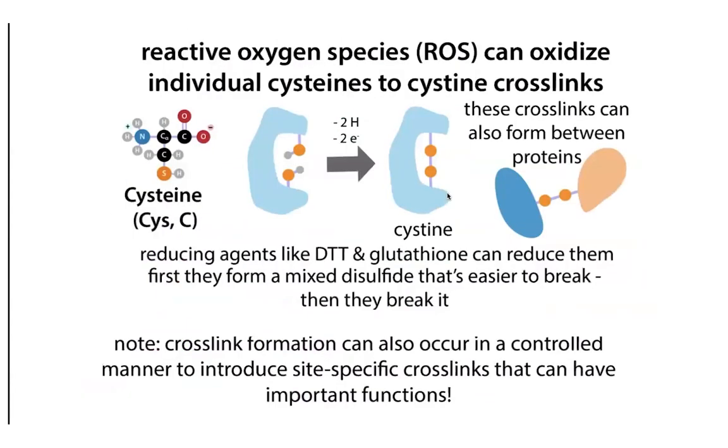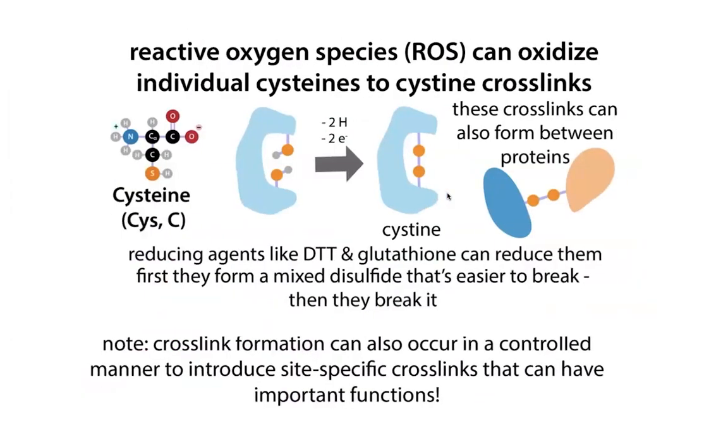Now, sometimes this happens on purpose and sometimes it happens on accident. So it can happen if you have oxidative species, reactive oxygen around. It can also happen in a controlled manner to introduce site-specific crosslinks, because remember, these are going to be our strongest interactions. And when we're talking about strength, remember, we're thinking about a single one. So a single one of these is going to be stronger than a single one of our other types of intermolecular forces, because it's covalent.